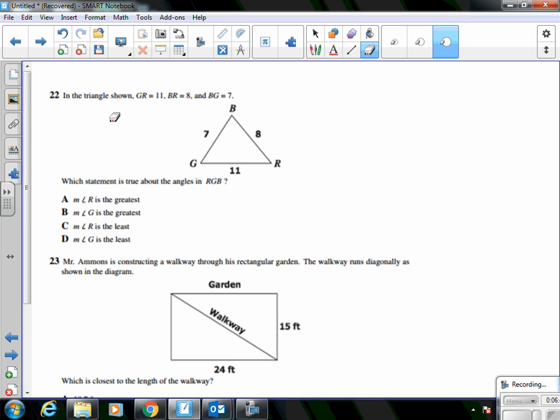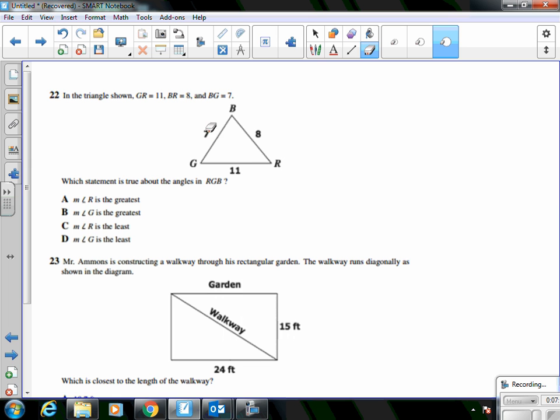Right. 22, in the triangle shown, GR is 11, BR is 8, and BG is 7. Which statement is true about the angles of RGB? So, what you got to keep in mind is that the angles and the sides are tied together, where the shortest side is across from the smallest angle, and the longest side is across from the biggest angle.